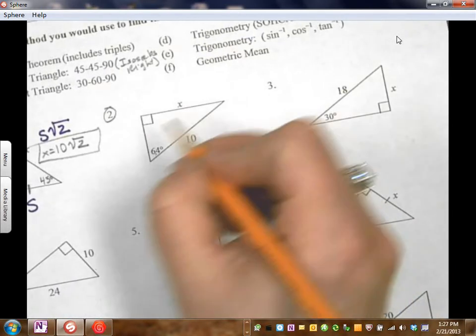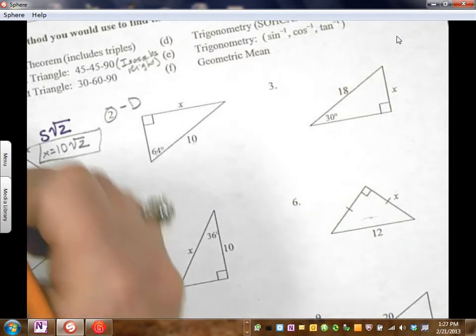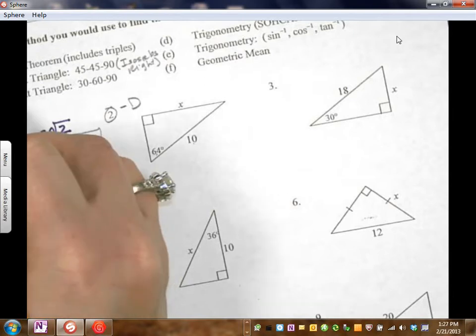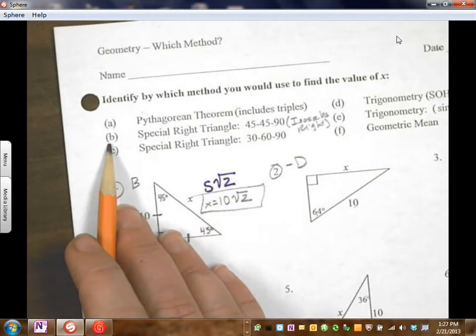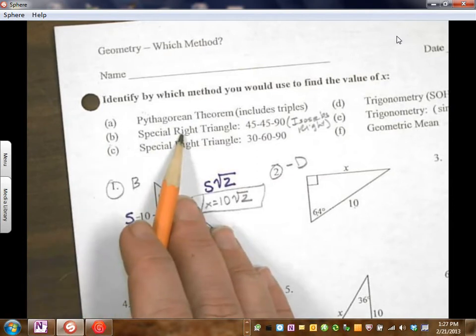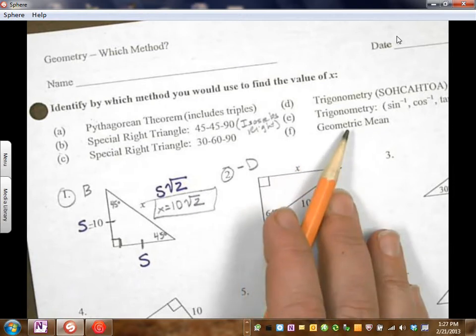So here, this type is D. I forgot to put the letter over here. This is a B. Special right triangle. Sorry. I said this one type is B, because it's a special right triangle. And then number 2 is going to be D, because it's a trigonometry question.